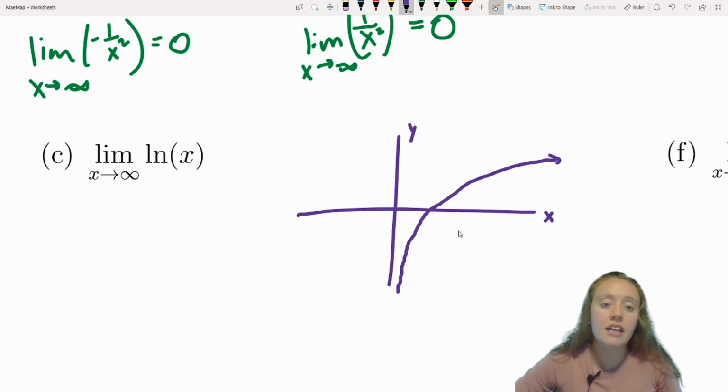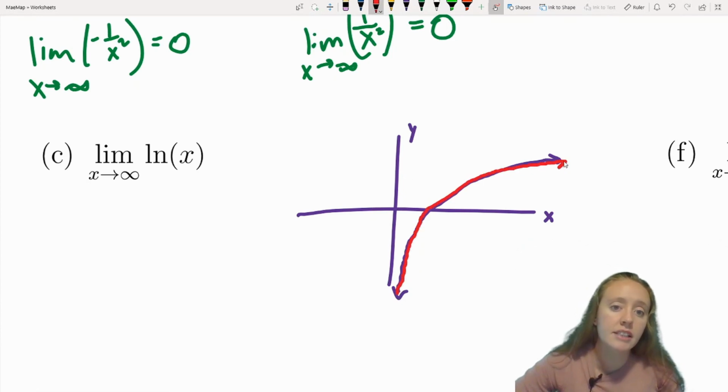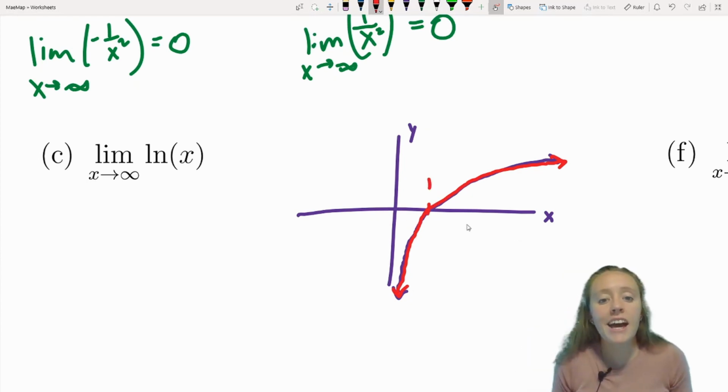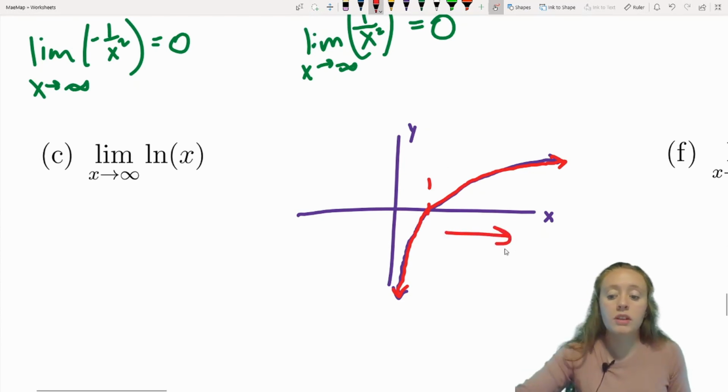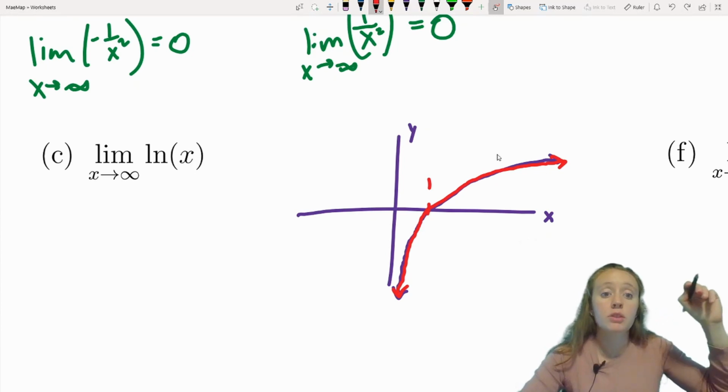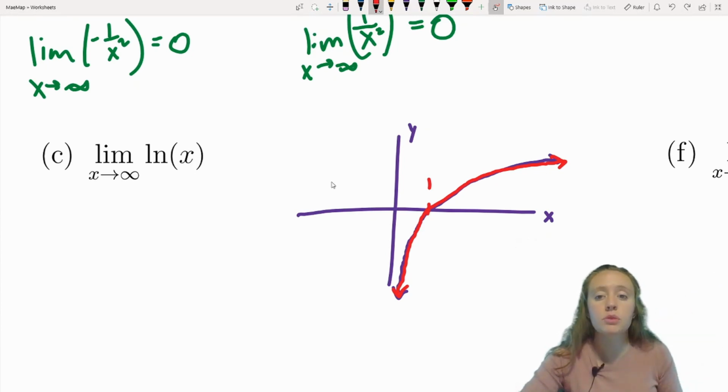So here is y equals ln of x. And I'll go ahead and do it in a different color so that you can see it separated from those axes. So if this is y equals ln of x, as x goes towards infinity, what does my function go towards? My function is also going towards infinity. It continues towards infinity, so the limit of ln of x as x approaches infinity is also infinity.